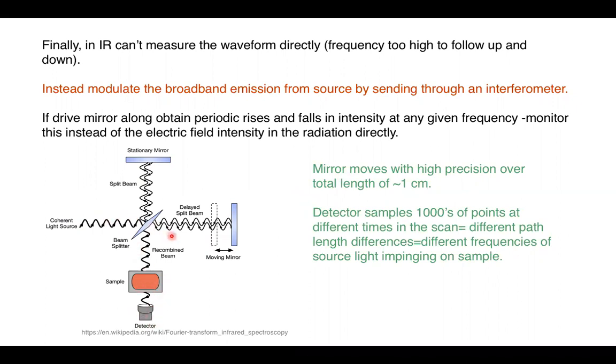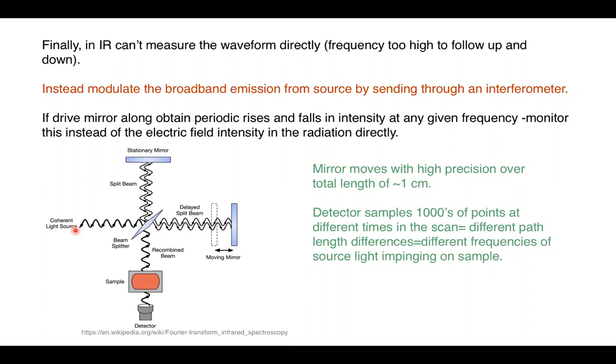So what we're doing is we're creating two beams. So whenever it goes through the beam, part of the beam is reflected onto the stationary mirror, and part of it passes through to this moving mirror. So we can move this mirror back and forward to create different waveforms with different path lengths. So these path length changes give us the ability to sample thousands of points at different times in the scan, and therefore we can get different path length differences, which give us different frequencies of the source light impinging on the sample.